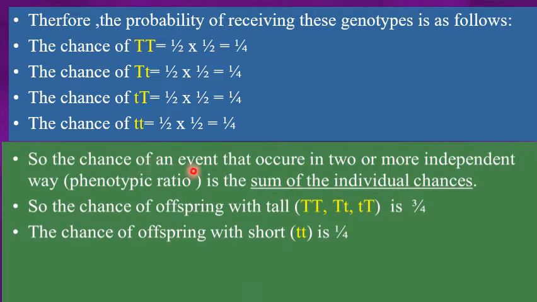So the chance of an event that can occur in 2 or more independent ways, or a phenotypic ratio, is the sum of the individual chances. So the chance of offspring with tall, T capital T capital, T capital T small, and T small T capital, is about 3 quarters, and the chance of offspring with short, T small T small, is 1 quarter.